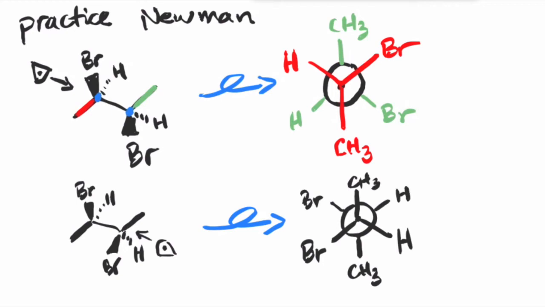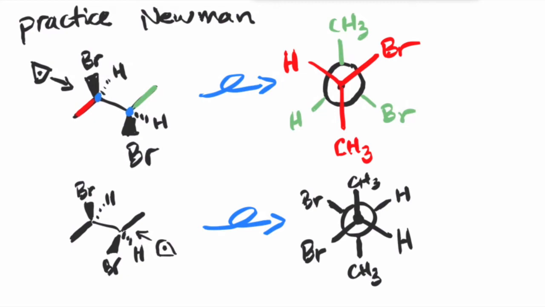Notice that I'm drawing the things coming out from the back carbon just to the edge of the circle, whereas the things coming out of the front carbon meet right at that center dot. So there you go, that's my Newman projection with that perspective.